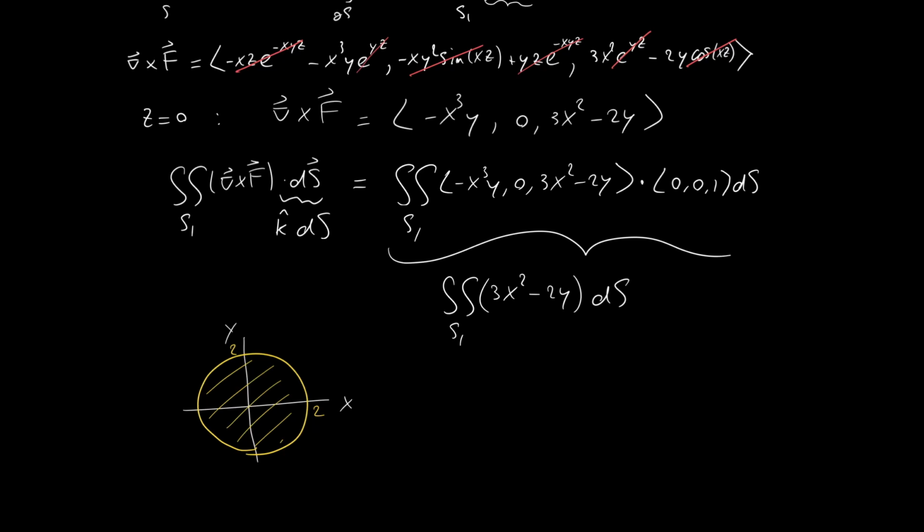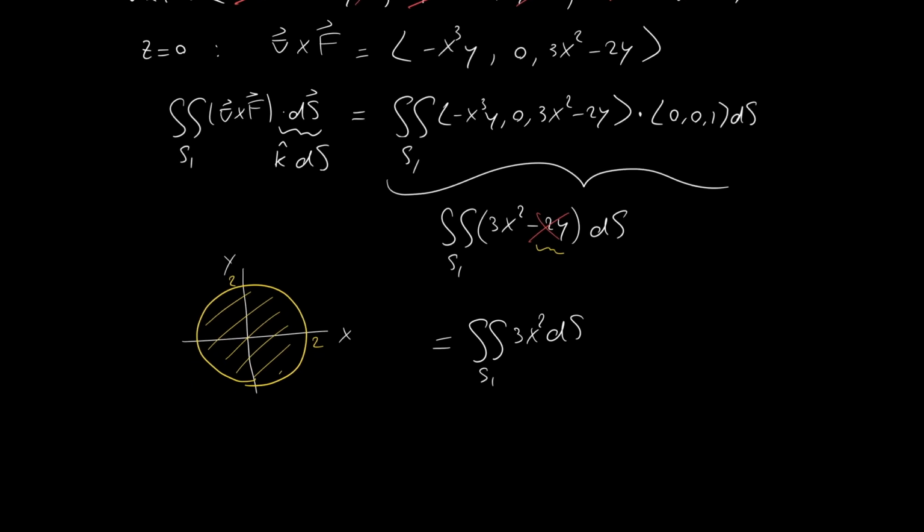And if I look at that integrand, I see that minus 2y seems to be an odd function if we integrate it over the entire disk. So that is going to give us a 0, because the points where y is negative and the points where y is positive in this disk are going to contribute opposite signs, and so that's going to vanish. So we can ignore the minus 2y term, so that we have to calculate the integral of 3x squared over the surface.